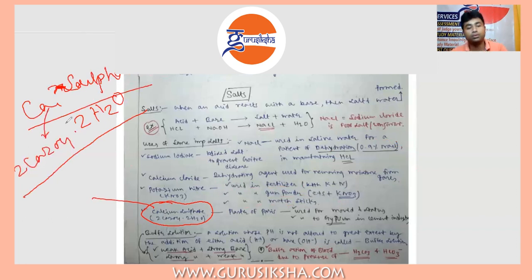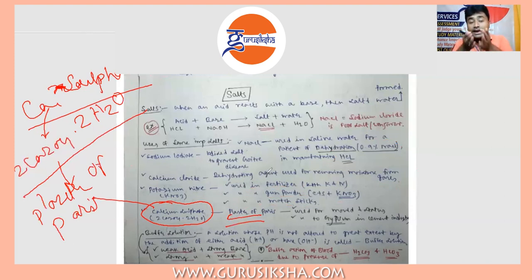This is the chemical formula of calcium sulfate. Basically, it's nothing but called plaster of Paris. I think all my students have heard the name of plaster of Paris. Okay, plaster of Paris. So what are the uses of this plaster of Paris in our daily life?